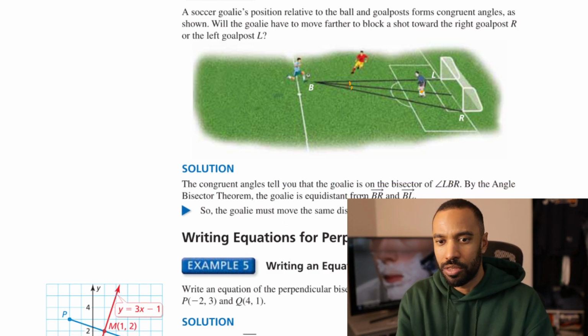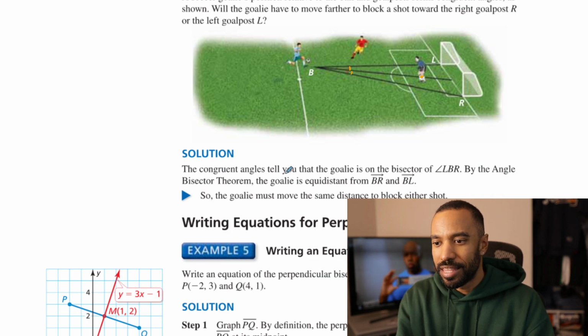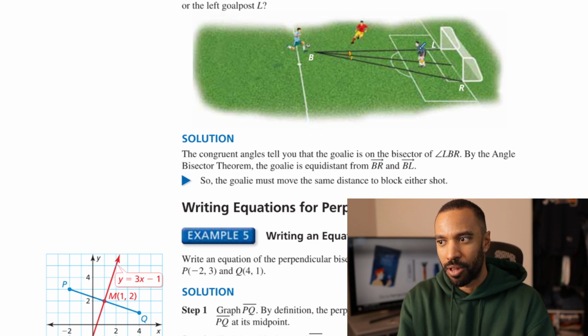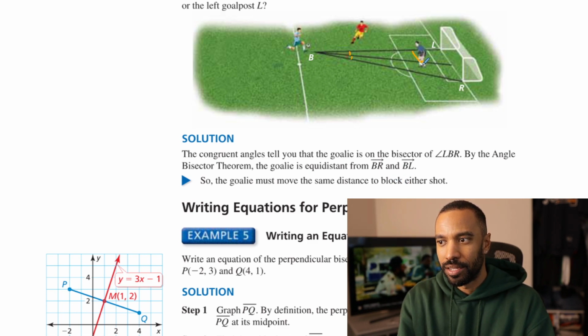The congruent angles tell you the goalie is on the bisector. By the angle bisector theorem, it's equidistant from both sides. The goalie must move the same distance to block either shot. That way and that way are the same amount.